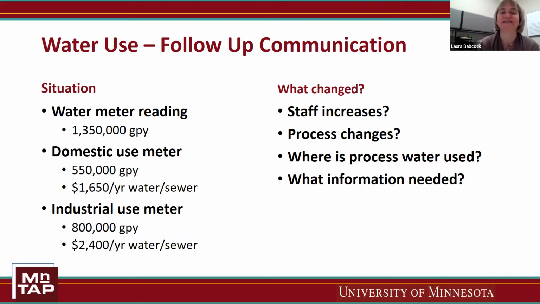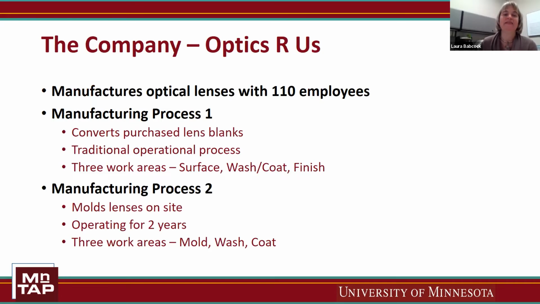So we're going to go visit as many people as we can. We're going to go hang out with these folks and see what we can learn. The company's name is Optics R Us. They have 110 employees and they have 2 manufacturing processes.